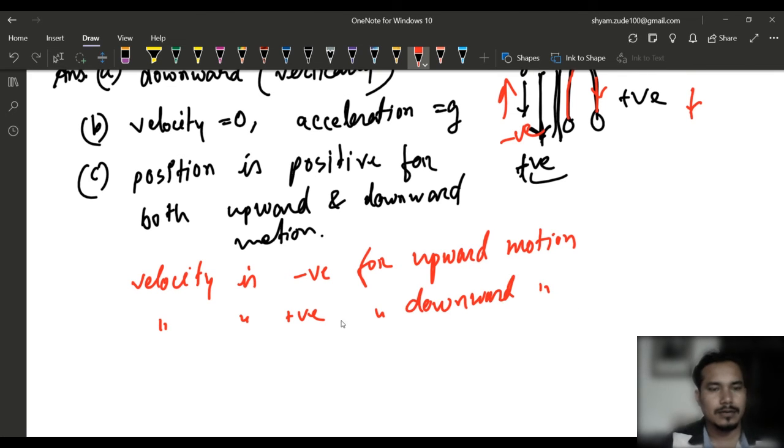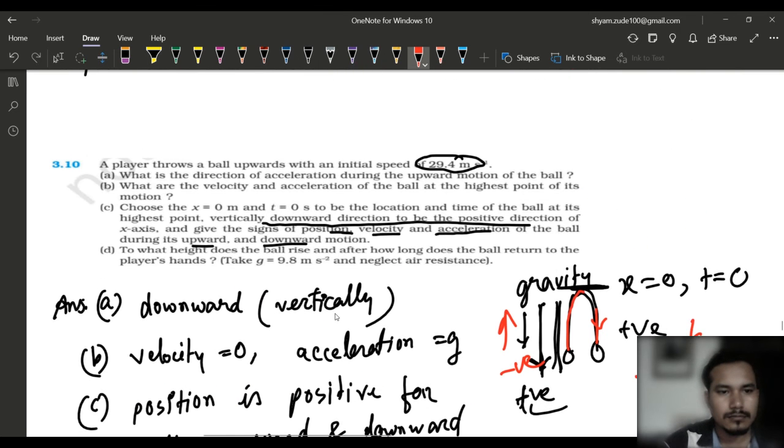And what about the acceleration? Acceleration is always in the downward direction, and this acceleration is always positive. Acceleration is positive always for both upward and downward motion, because the downward direction is taken to be positive. So acceleration is positive here.